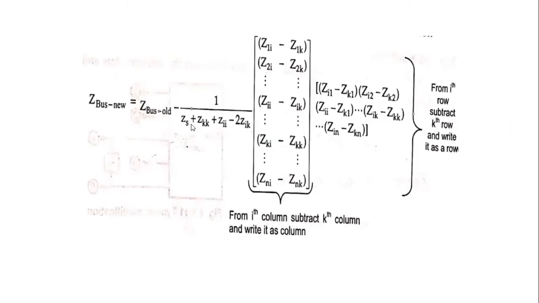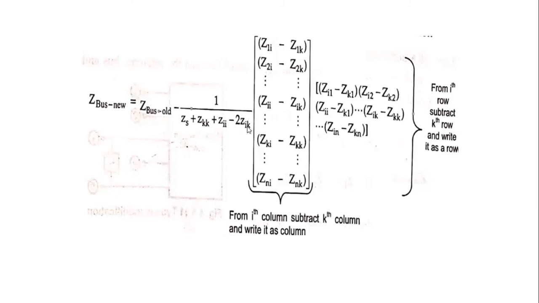Therefore, ZS is 0.2 plus ZKK, where K is equal to 3, plus Z33 plus Z22. Why are we taking I equal to 2 and K equal to 3? Because the element 3 is added in between the two old buses. What are the two old buses? 2 and 3. Then we consider I equal to 2 and K equal to 3.